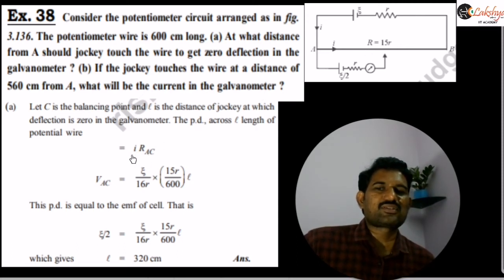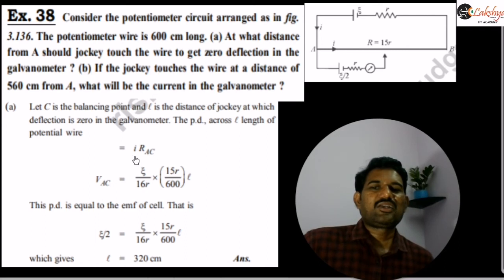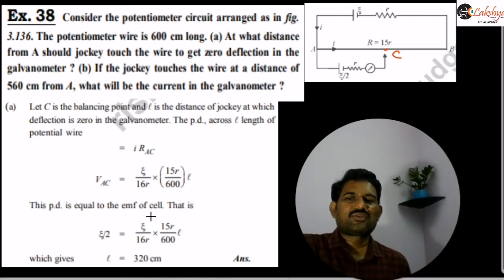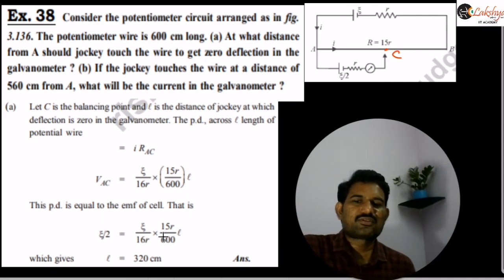So the potential difference across that length is nothing but I into RC. So potential difference across this AC. Suppose you are getting this balancing length at this point here, then the potential difference across this we can write like this. Now the potential difference, the EMF of the cell, is equal to this potential difference divided by the length, the potential gradient. This value we need to divide by the length here, 600 centimeters, and then multiply by this balancing length.